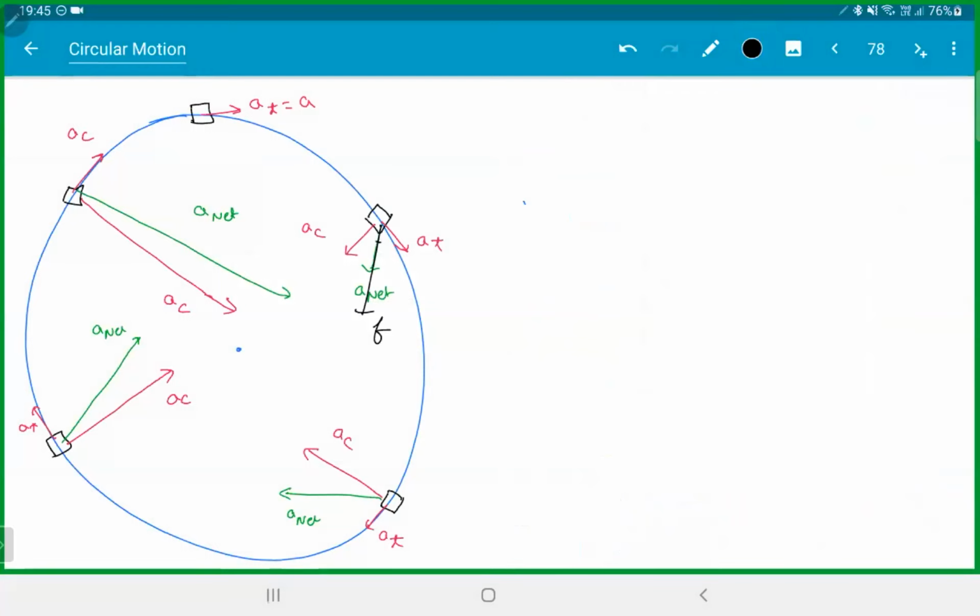If you consider this angle to be theta, we get tan theta will be a centripetal by a tangential. Theta is the angle between the velocity and the a net.